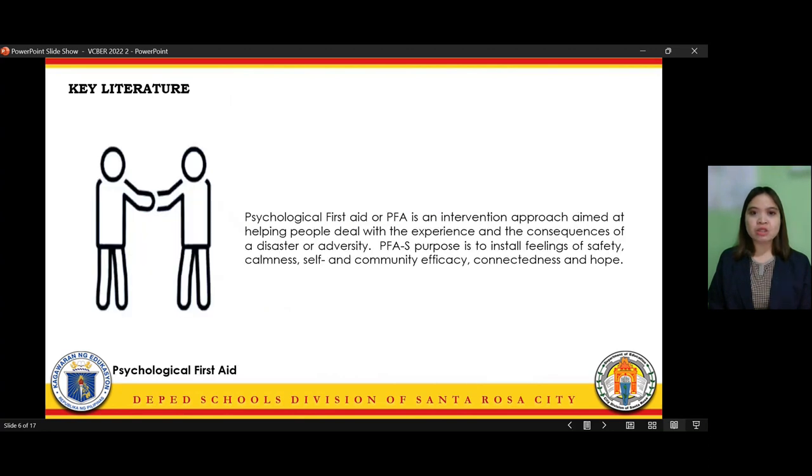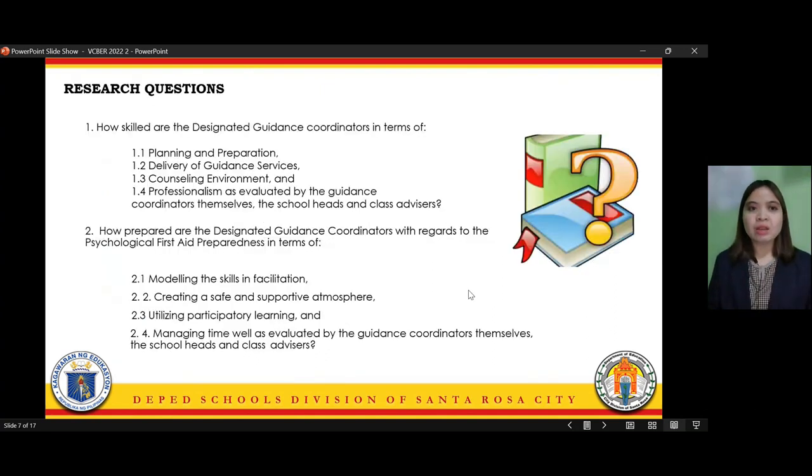And this is where psychological first aid comes in. It is an intervention approach aimed at helping people deal with the experience and consequences of a disaster or adversity. PFA's purpose is to instill feelings of safety, calmness, self and community efficacy, connectedness, and hope.